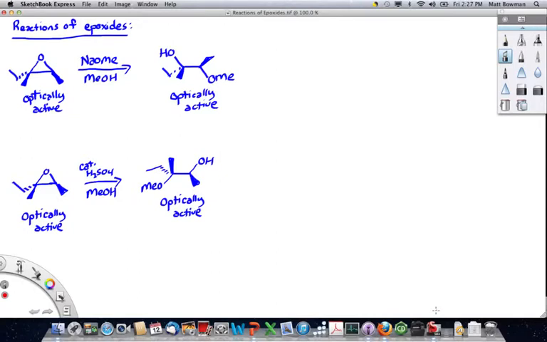Epoxides are important electrophiles in organic chemistry. The neat thing about them is they are good electrophiles that react almost exclusively by SN2.